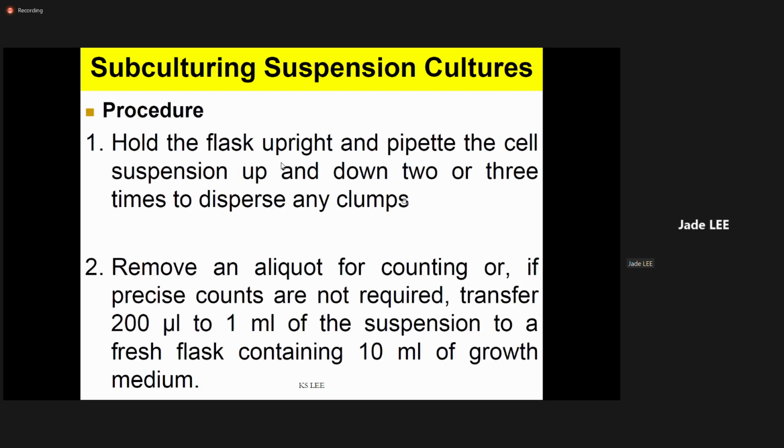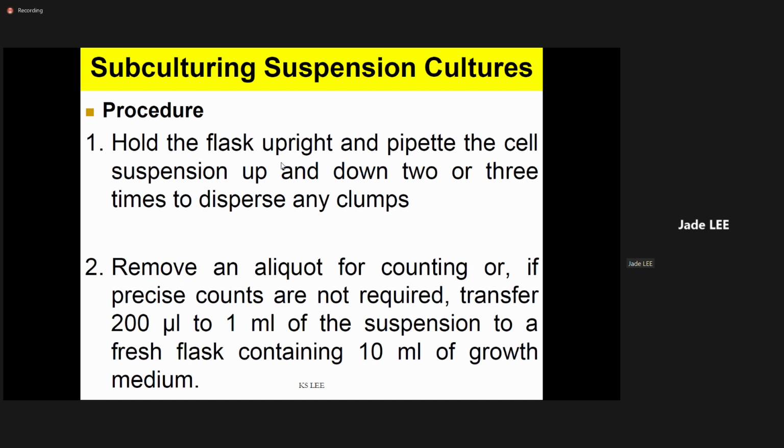So the procedure is hold the flask upright and pipette the cell suspension up and down 2 or 3 times to disperse any clumps, because in suspension culture, the culture sometimes tends to clump together. So when you want to take the sample or subculture the culture, you probably need to pipette them up and down for 2 or 3 times to disperse the clump.